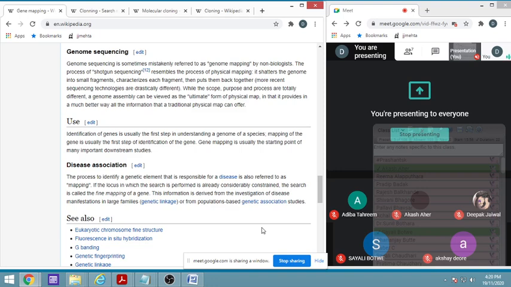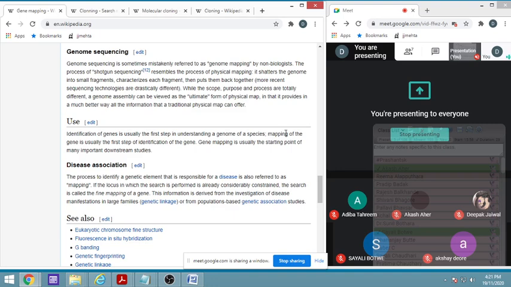The process to identify a genetic element that is responsible for disease is also referred to as mapping, and the locus in which the search is done is considered a constrained one, because it is not a clear idea, and it is derived from investigation of disease manifestation in a large family or genetic linkage from population-based genetic association studies. For example, if a hereditary disease is there, the mapping will help show in which chromosome, which place the problem is, and why the inheritance is there. So this is how gene mapping is helping.